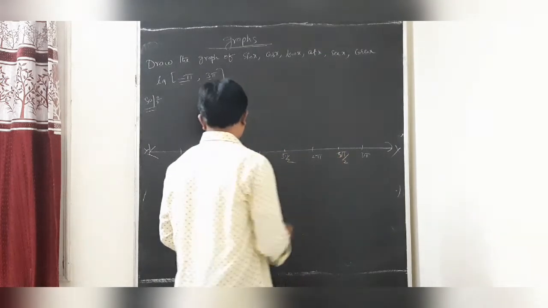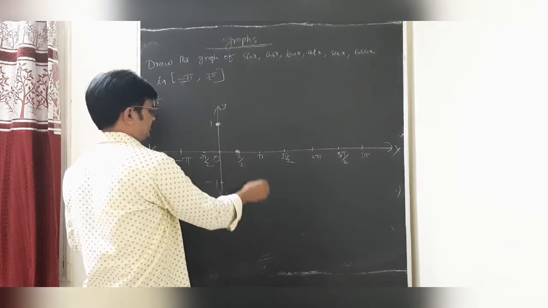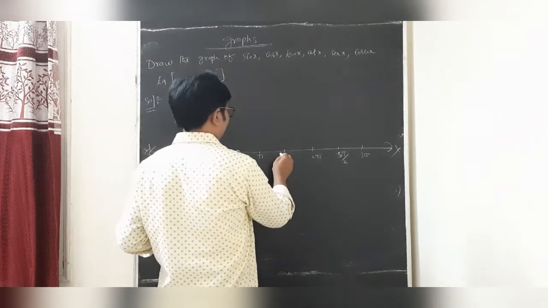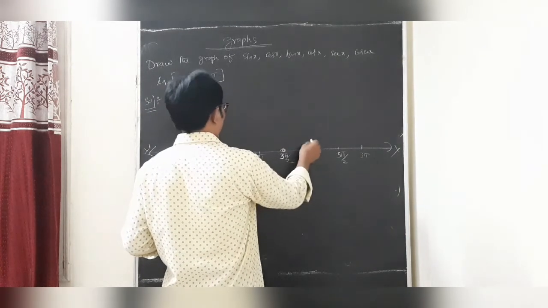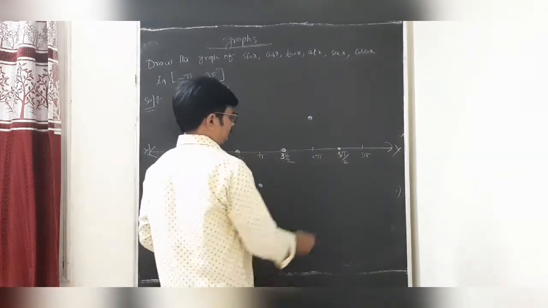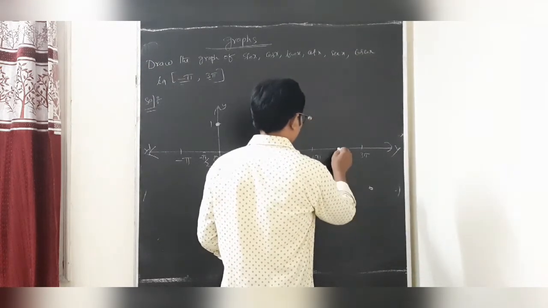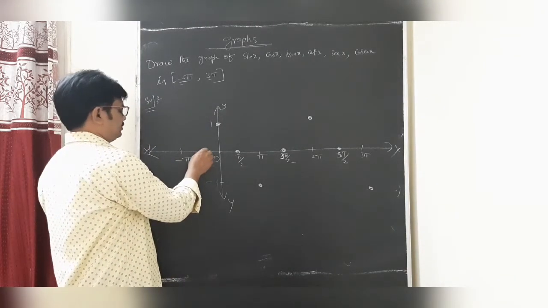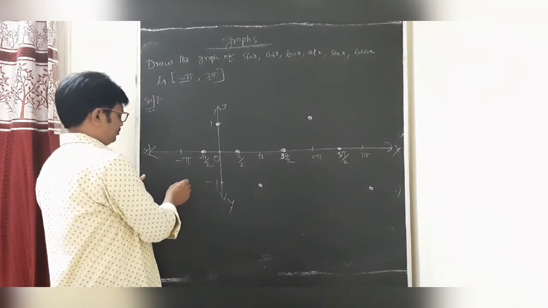So students, cos 0 is 1, cos 90 is 0, cos 180 is minus 1, cos of 3 pi by 2 is 0, cos 2 pi is 1, cos 5 pi by 2 is 0, cos 3 pi is minus 1. Is it clear, students? Next, cos of 90 is 0, cos of minus theta equals cos theta. After that, cos of pi is minus 1.